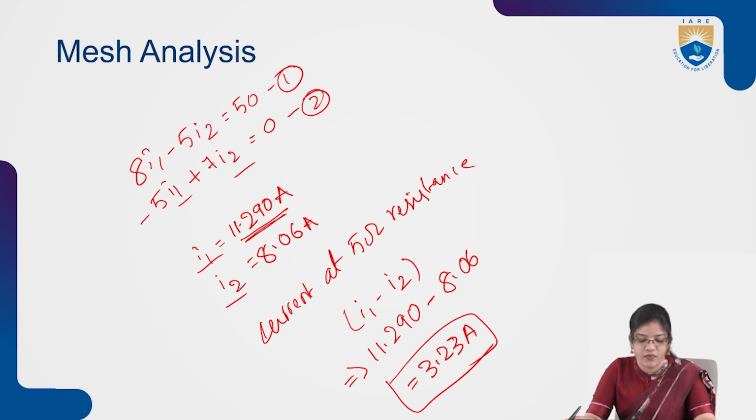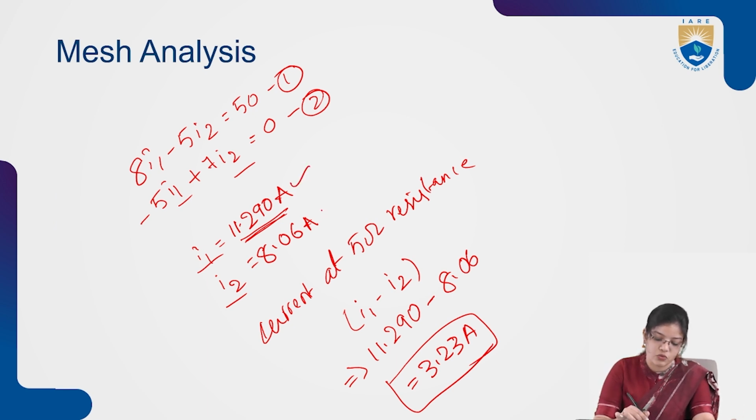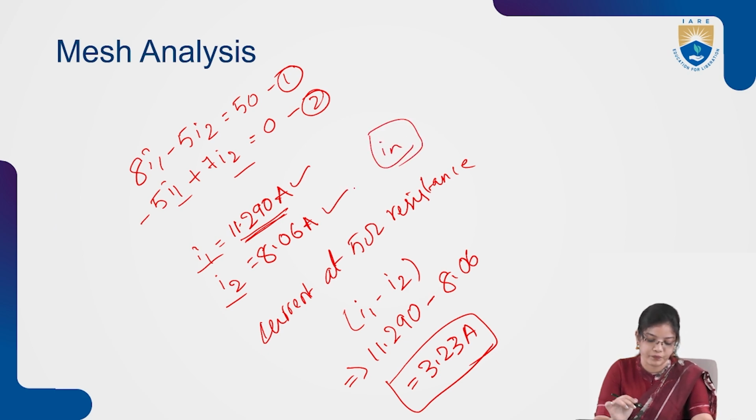So in this way, first we have to identify how many meshes are there in this circuit, and then we have to denote the currents of each mesh, and we have to apply KVL. After applying KVL, we have to get the equations of each mesh current, and then we have to substitute the values by using a scientific calculator, and then we get the values of I1 and I2. If there are n number of meshes, we'll be getting till IN.